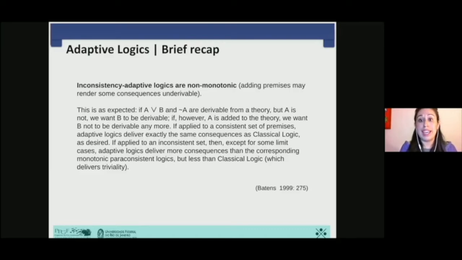If, however, A is added to the theory, the above is disjunctive syllogism, right? If, however, A is added to the theory, we want B not to be derivable anymore. If applied to a consistent set of premises, adaptive logics deliver exactly the same consequences as classical logics. If applied to an inconsistent set, then, except for some limit cases, adaptive logics deliver more consequences than the corresponding monotonic paraconsistent logics, but fewer than classical logics. So they are in between, and they are closer to our intuition of how we reason with defective information, especially with inconsistency in science.